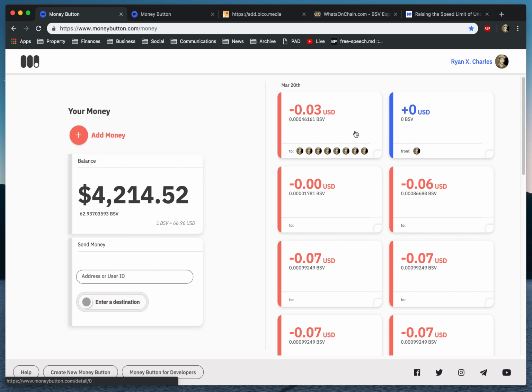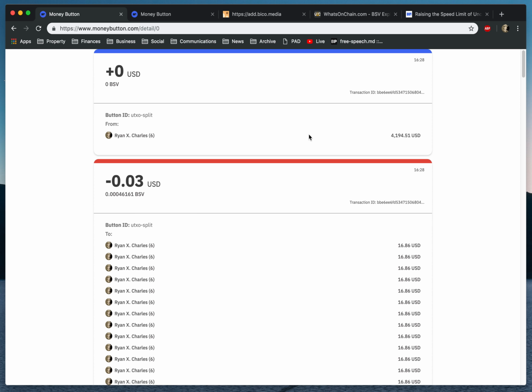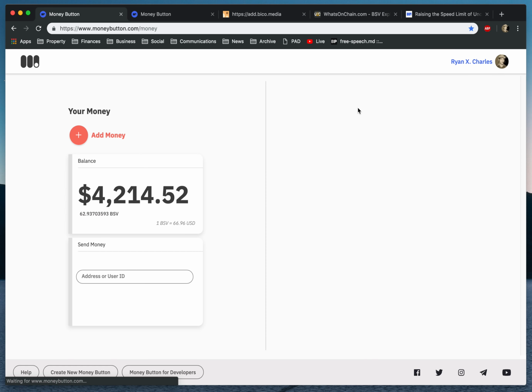I'm not sure why that is. I'm not sure why that's showing it to me again, because it looks like the same one twice. I don't know what that is.